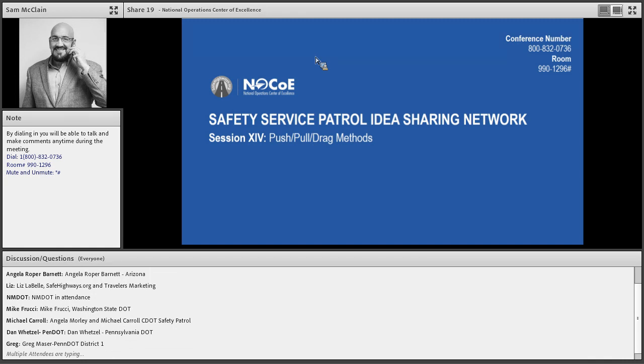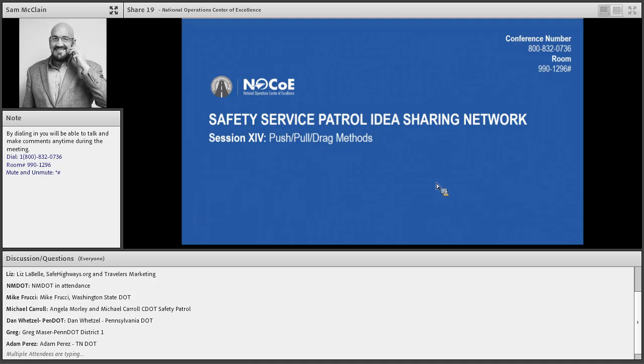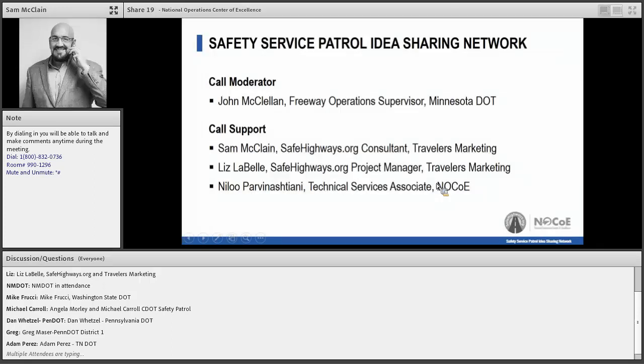This is our 14th session, and our topic today is push, pull, and drag methods. We'll get into that a lot more deeply in a minute, but let's go to the next slide and just make sure that everybody is set up here for how these work.